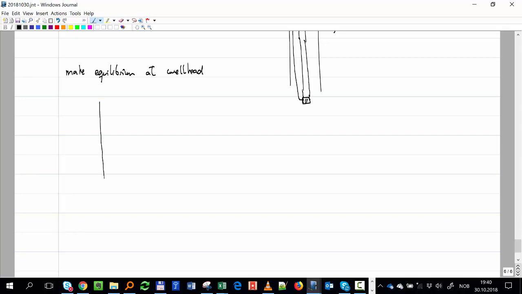Okay, we have our well. And here we have the wellhead. And here we have our separator. And now my equilibrium point will be exactly here.